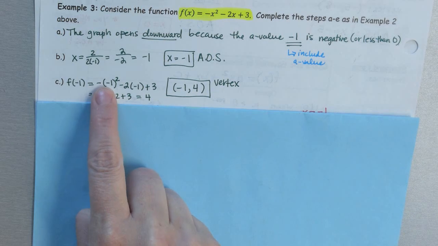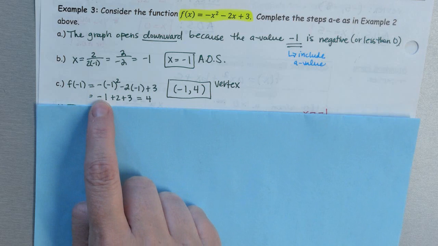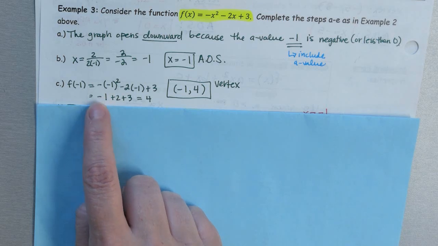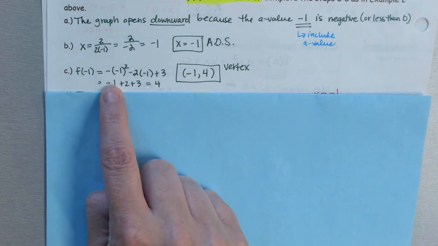So just be careful here. Make sure you do the exponent before you multiply. This should be a negative 1 here. If you got 5 or 6 instead, it's because you didn't have the negative, you had the positive. So remember your PEMDAS.